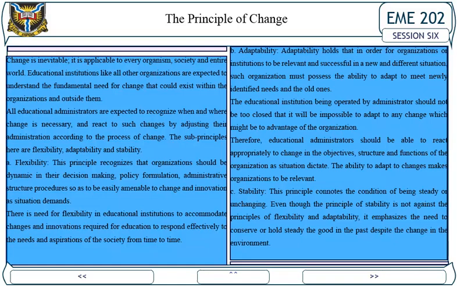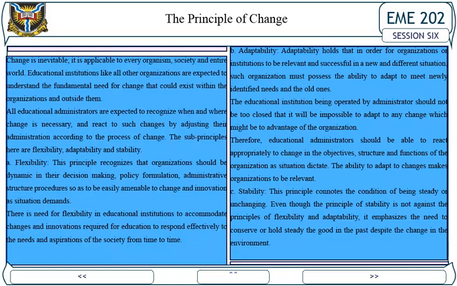D. The principle of change. Change is inevitable. It is applicable to every organism, society, and entire world. Educational institutions, like all other organizations, are expected to understand the fundamental need to change that could exist within the organizations and outside them.